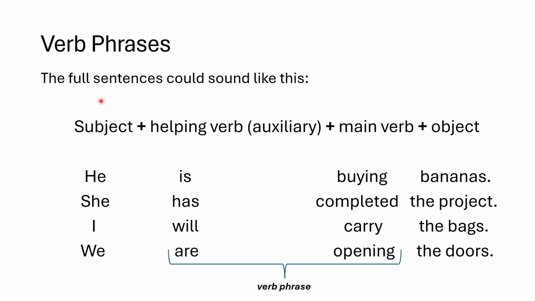The full sentences could sound like this: subject plus helping verb, auxiliary verb, plus main verb, plus object. He is buying bananas. She has completed the project. I will carry the bags. We are opening the doors. Here are the verb phrases.